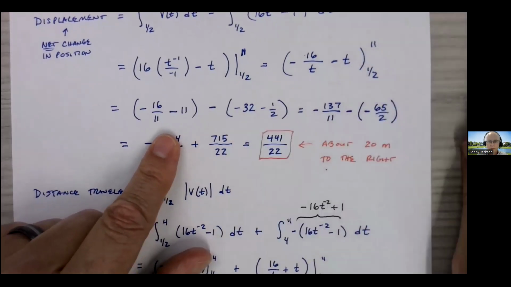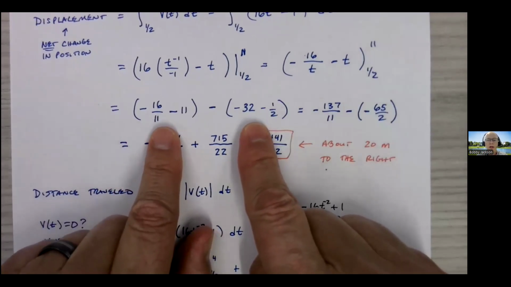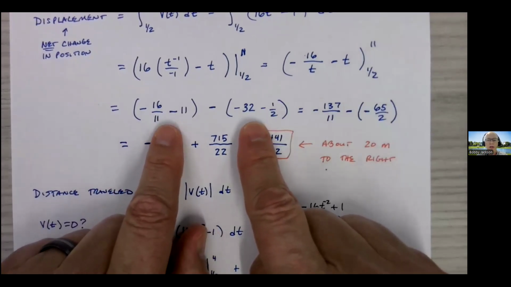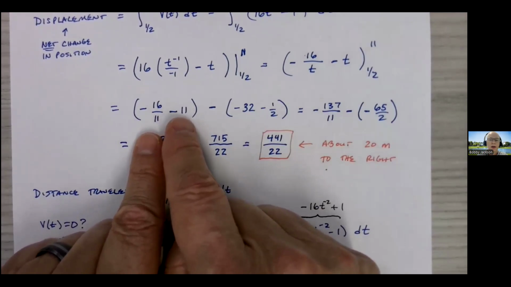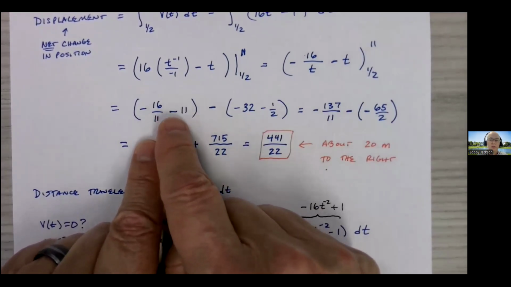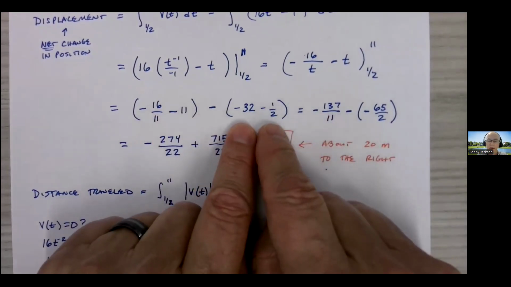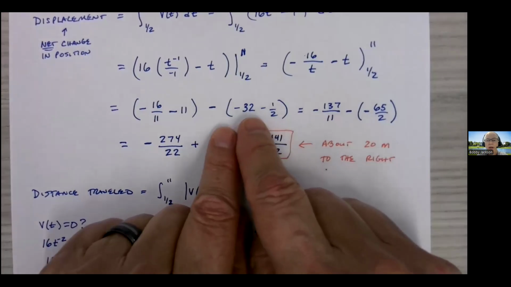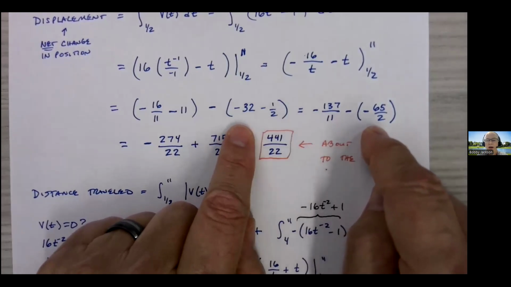And so if you do this simplification, then you need a common denominator over here, right? Which will be 11 in this case. So 11 is 121 over 11. So negative 16 minus 121 is negative 137 elevenths. And here I need a common denominator of 2. So I've got negative 64 halves minus 1/2 is negative 65 halves.